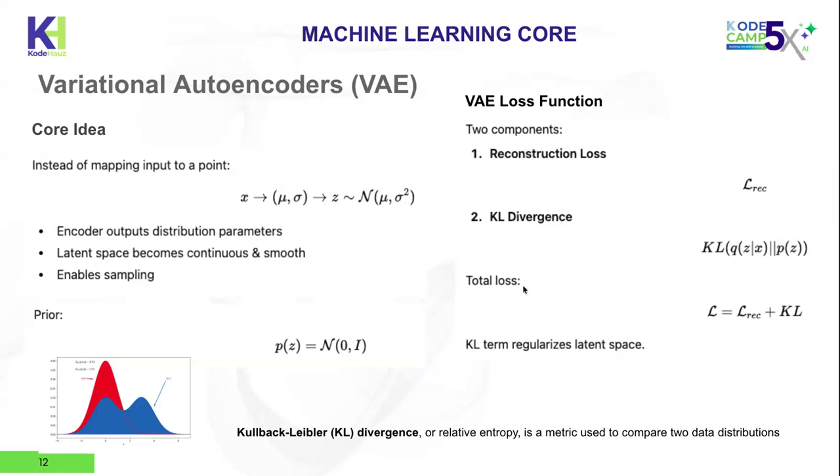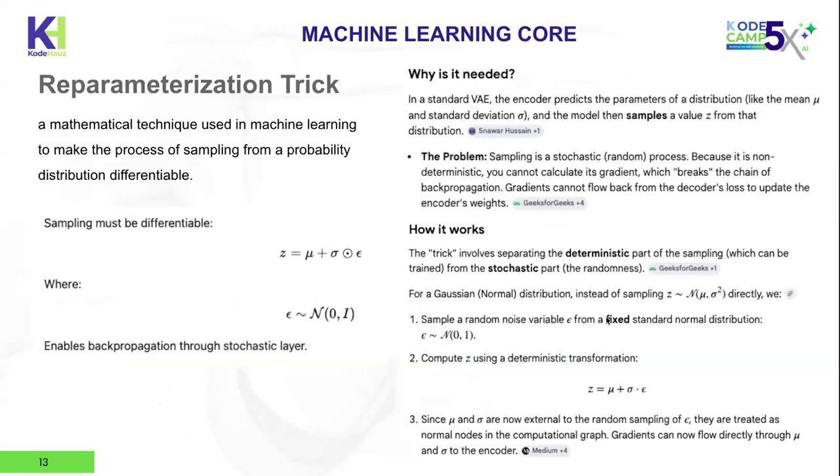So we end up with a loss function that is equal to the reconstruction loss added to the Kullback-Leibler divergence, right? And that is the total loss that will be used. So the KL term is used to regularize the latent space and make it not overfit, make it smoother and more continuous, right? So I will talk about this in more detail, but there is something we call a reparameterization trick.